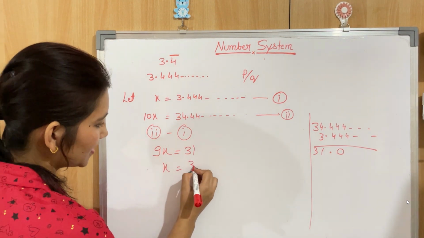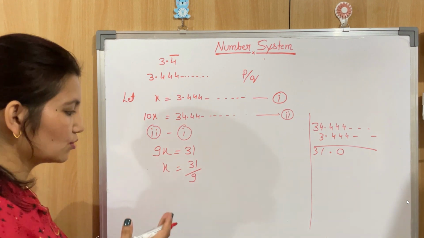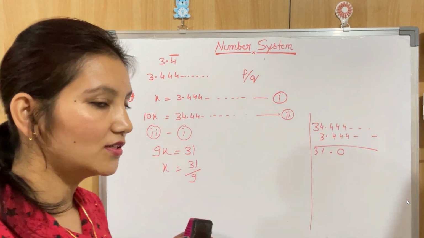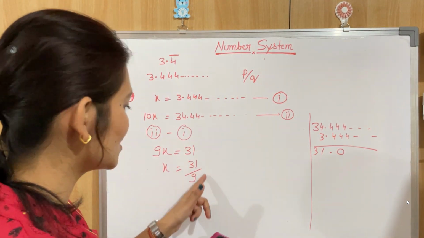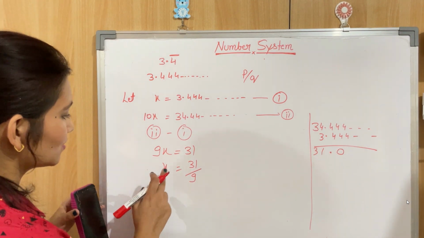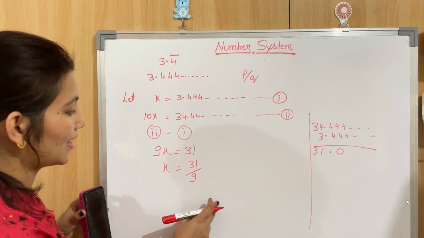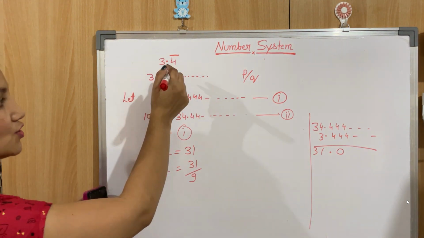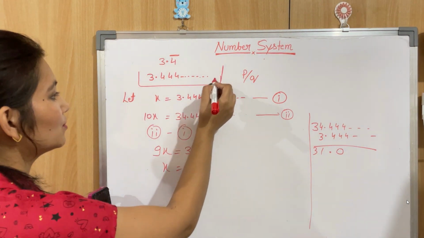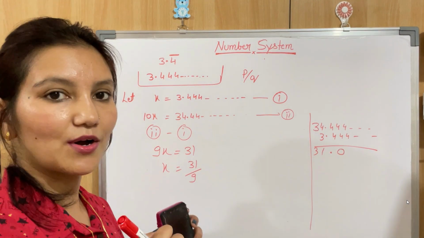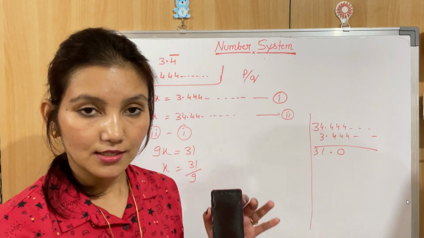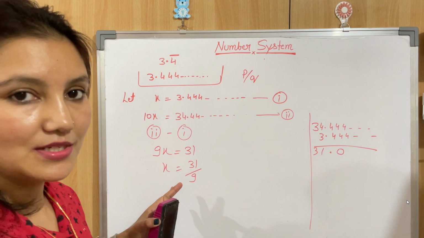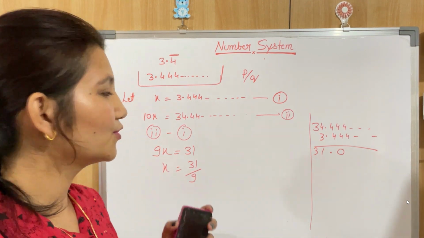9x is equal to 31, so x is equal to 31 upon 9, and we need not cut it. Even if you want to, we cannot, because it is already in its lowest form. So the value of x is 31 upon 9, and x was nothing but 3.4 bar. So the P upon Q value of this is 31 upon 9. So this was one of the examples, and similarly you can solve many other questions.